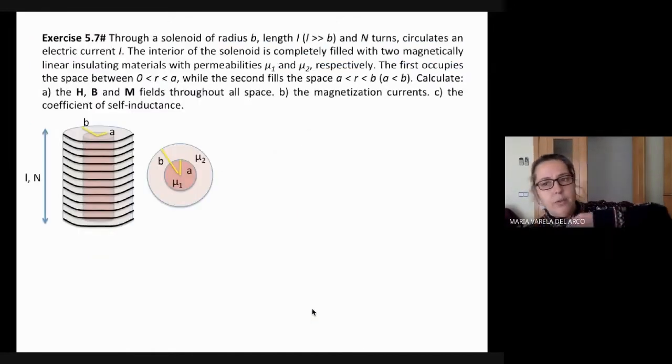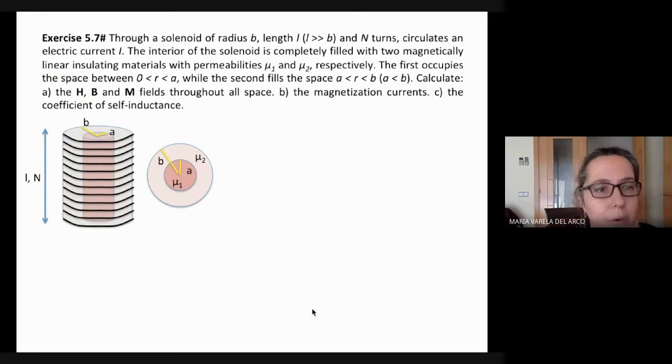Now, second, exercise number 7 of our previous section. This is a similar one, but now instead of having two solenoids, we only have one solenoid, filled with two magnetic materials. It says: through a solenoid of radius B and long length L, much longer than B, and N turns, circulates an electric current I. So there is obviously going to be a homogeneous H field inside.